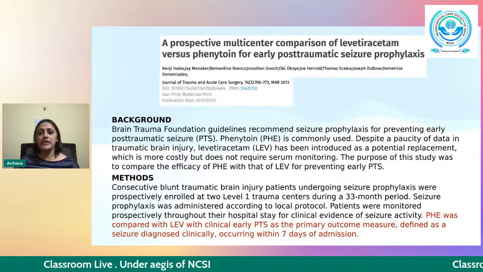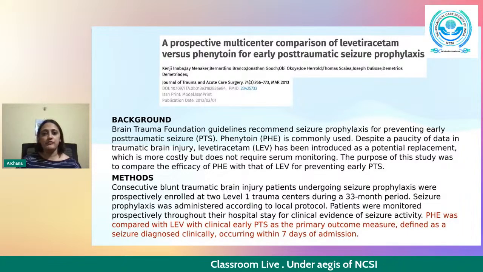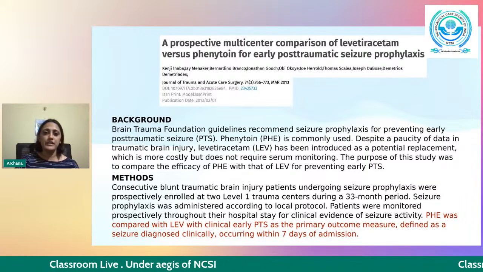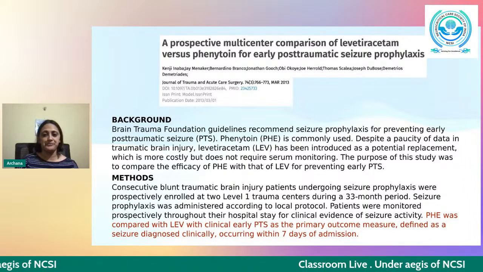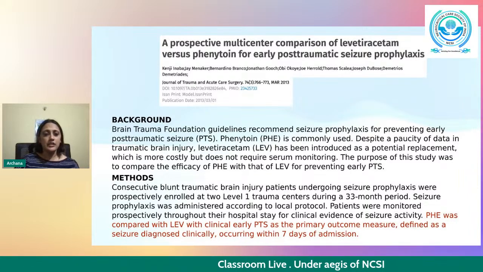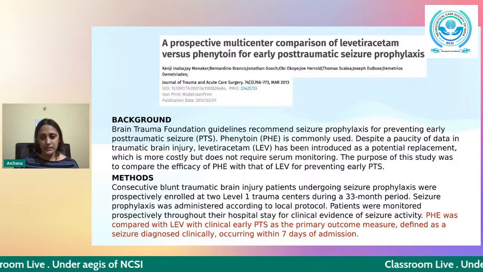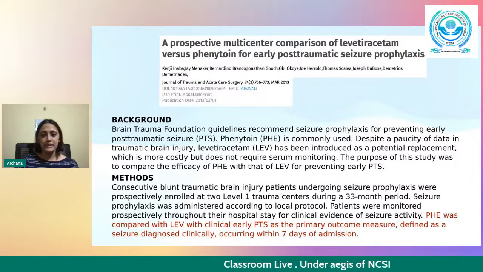Since there has been introduction and increased usage of levetiracetam, this is a prospective multi-center study, which compares levetiracetam with phenytoin for early post-traumatic seizure prophylaxis. Here, patients with blunt traumatic injuries were randomized to either receive phenytoin or levetiracetam.